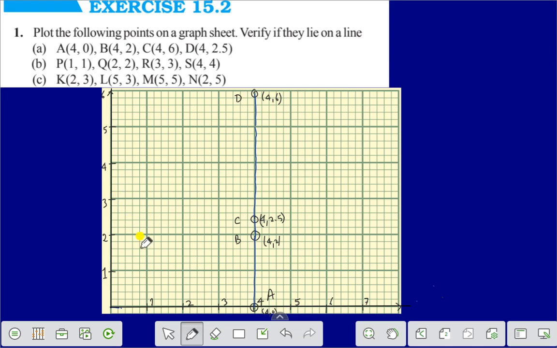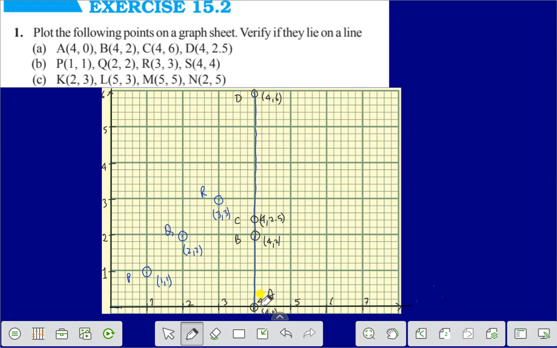Now question number B. The point P is (1, 1). This point is P. Q is (2, 2), x is 2 and y is 2. And this point is R, (3, 3), x is 3 and y is 3.